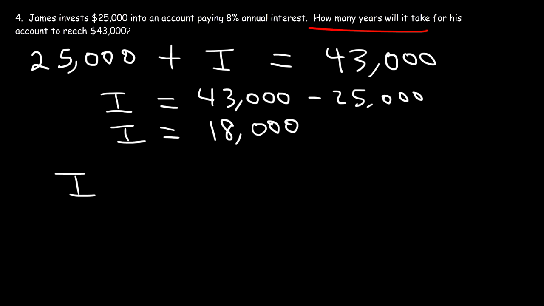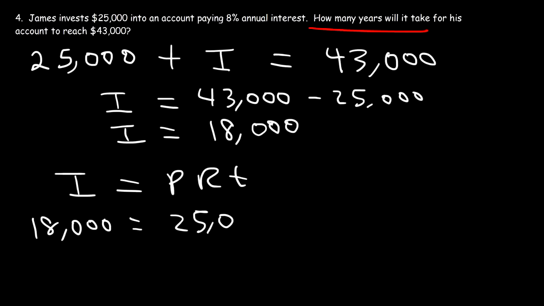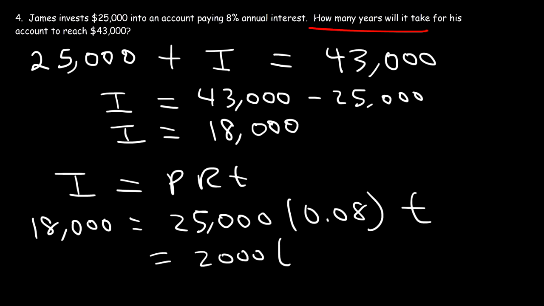So using this formula, I is equal to PRT. We have the interest earned, which is $18,000, starting with a principal of $25,000. The annual interest rate is 8%. 8 divided by 100 is 0.08. So our goal is to find the value of T. So first, let's multiply 25,000 by 0.08. So you should get 2,000.